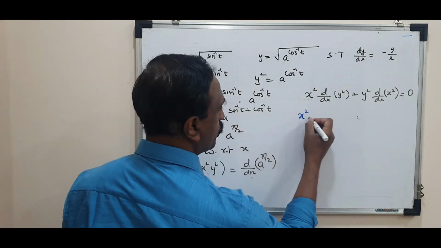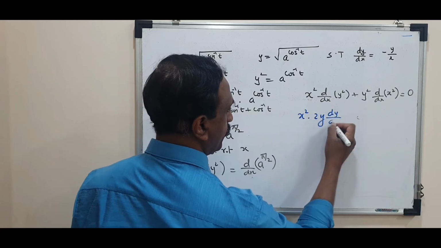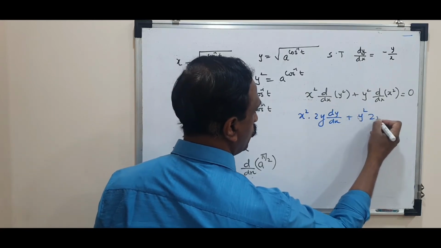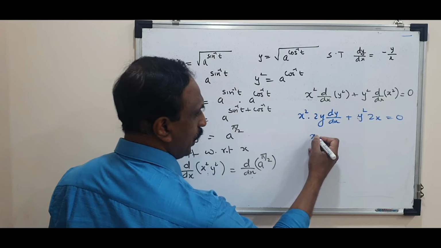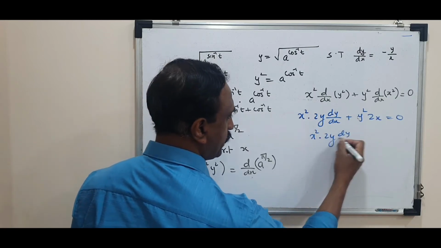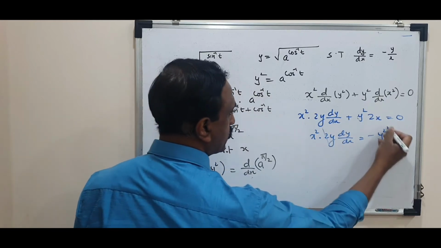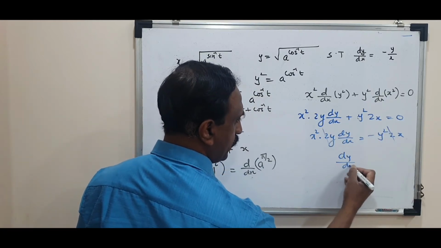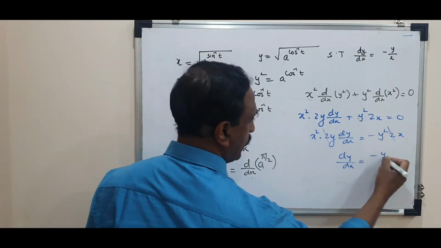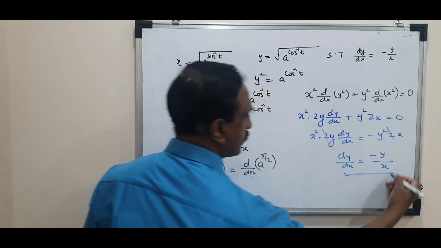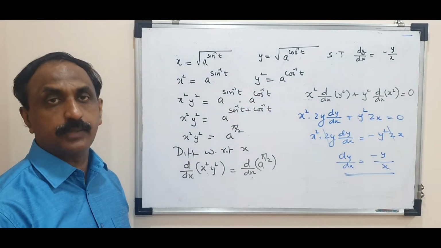And if I continue this, what will be my answer? x square into 2y dy by dx plus y square into 2x will be 0. So x square into 2y dy by dx is minus y square 2x. 2 will get cancelled. So dy by dx will be, y will get cancelled. So minus y upon x. That will be my answer. So this is how you can do it in few steps.